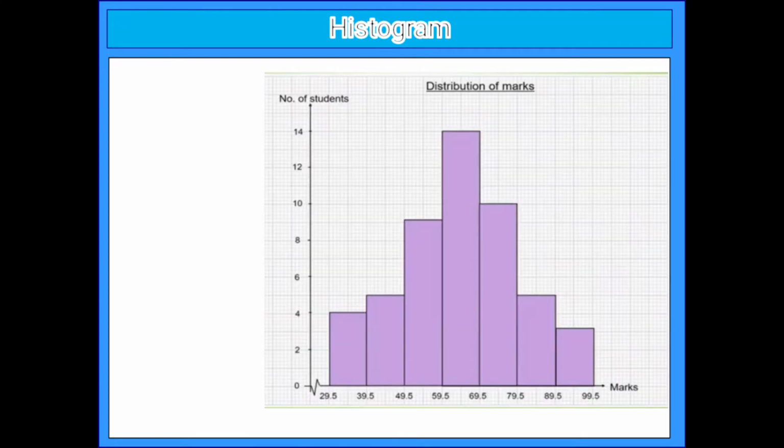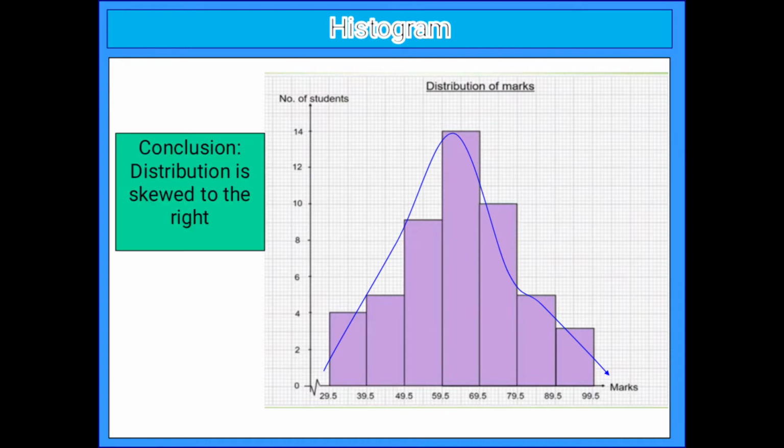Let's take a look now at the histogram. So when we use a histogram, we are using this to identify the shape of the distribution as well. And first we need to draw the line like this. Then identify if the line is skewed to the right, skewed to the left, or symmetry, or a normal distribution. So based on our example, the line is skewed to the right. Therefore, the distribution is known as positively skewed.